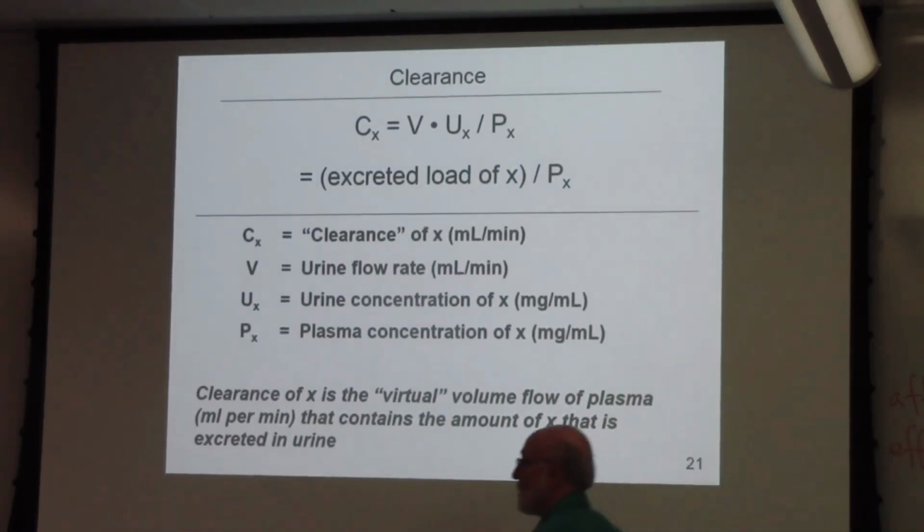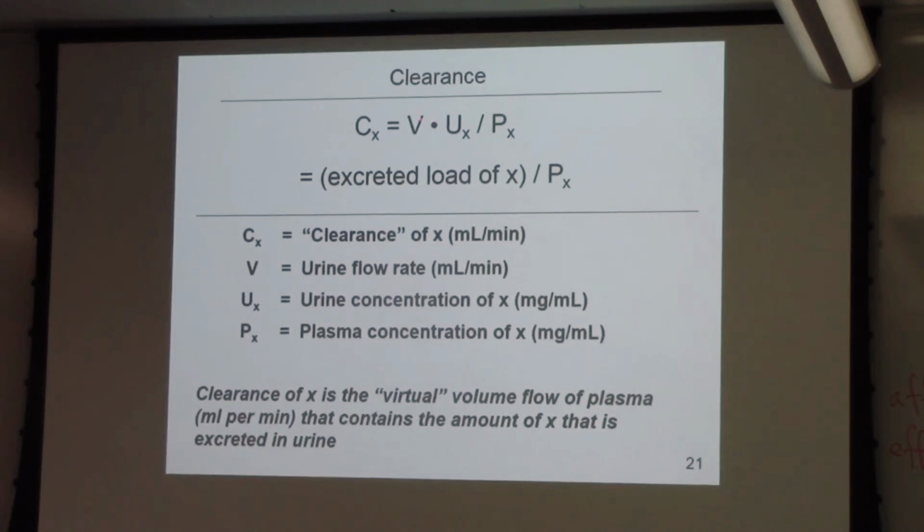So now, finally, let's talk about clearance. It's a complicated concept. It's basic. I mean, there's a number of ways to think about it. There's the physiological way to think about it. There's the arithmetic way to think about it. Maybe the simplest way to think about it is the clearance of something is equal to the excreted load of that something. We just did excreted load. The production of urine rate times the urinary concentration of the something, divided by the plasma concentration of that thing. That defines the clearance.